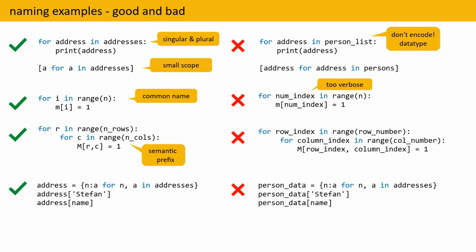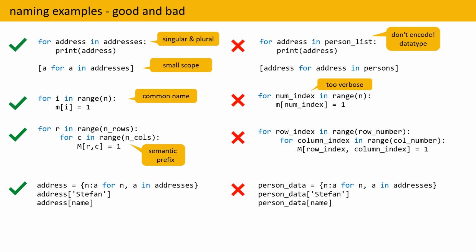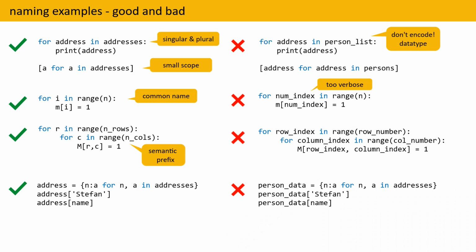Dictionaries are commonly used to map data of one kind to data of another kind. For instance, a person's name to his or her address. The name of the dictionary should make that mapping clear. In this example, the meaning of address_of[stefan] or address_of[name] is obvious, while person_data[name] is not.